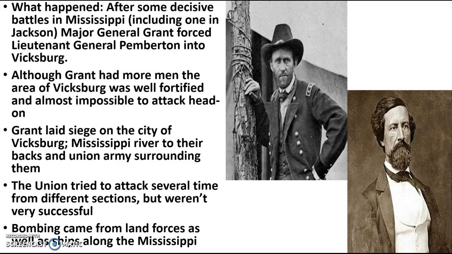If you remember earlier in the videos, with the Battle of New Orleans, the Union could bring ships into the Mississippi. That's what they did at this point. Grant called for ships to come around and fire at Vicksburg. Like I said, it was basically impossible to attack head on, but that still didn't stop the Union from trying. They tried several times at different areas to find a weak point to bust through the lines, but nothing worked.